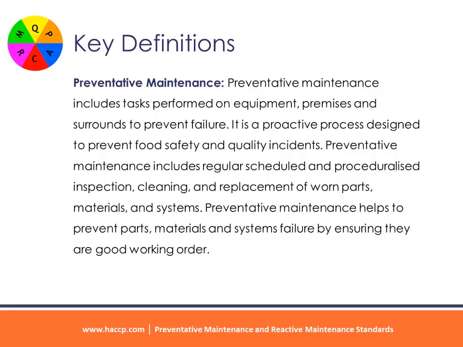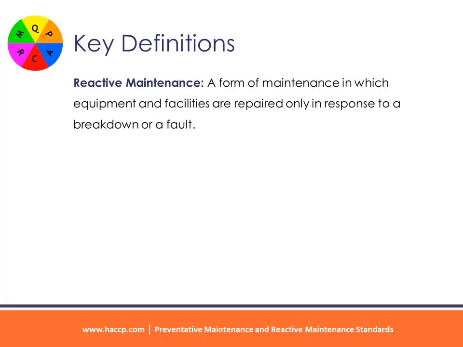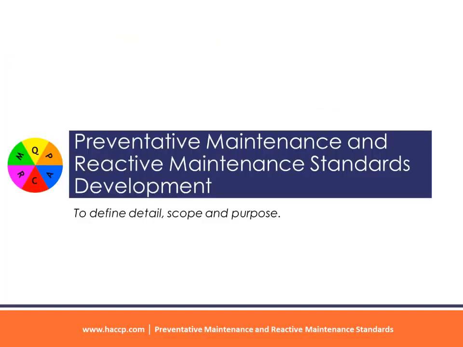Preventative maintenance includes regular scheduled and proceduralized inspection, cleaning, and replacement of worn parts, materials, and systems. Preventative maintenance helps to prevent parts, materials and systems failure by ensuring they are in good working order. Reactive maintenance is a form of maintenance in which equipment and facilities are repaired only in response to a breakdown or a fault.